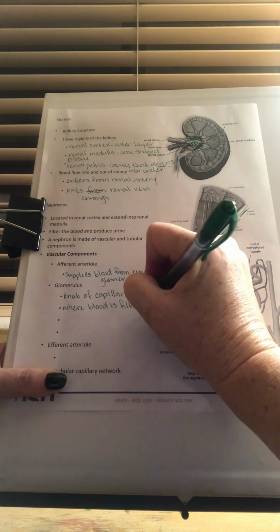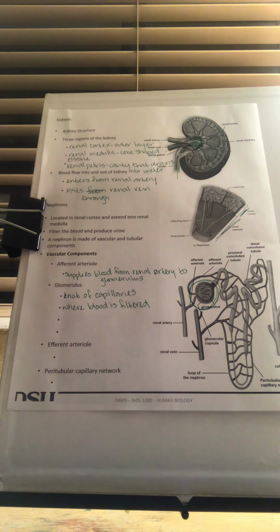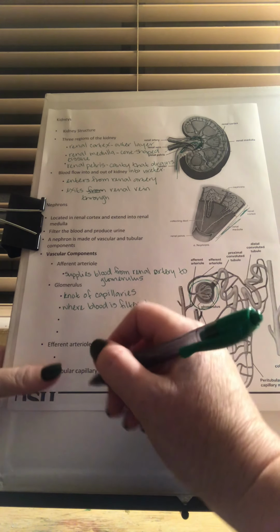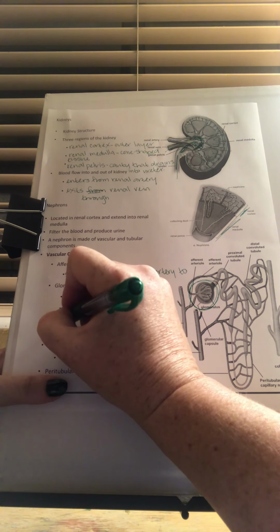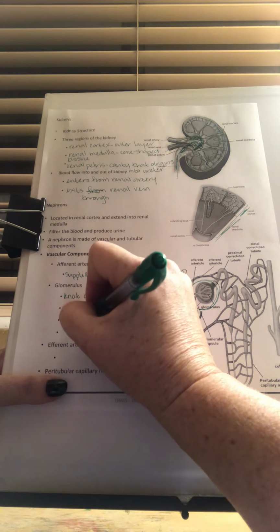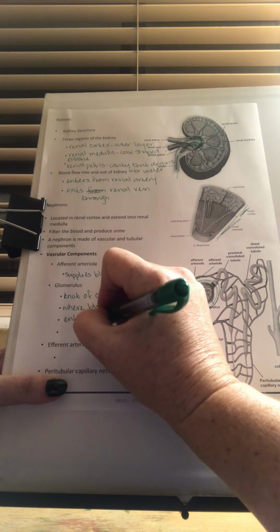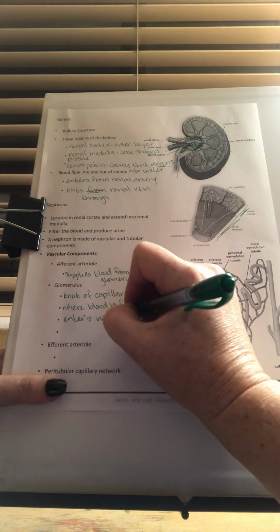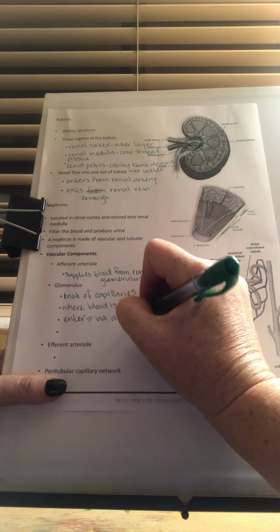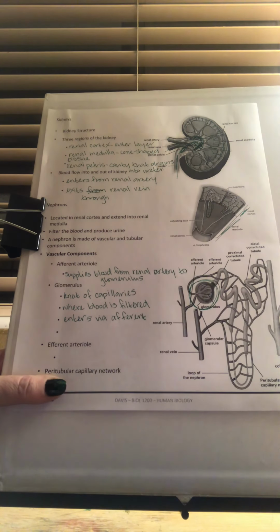This process becomes a little easier to picture when you remember what's happening in capillaries and between the arterial end and the venule end of capillaries. So the blood is going to enter the afferent end of the glomerulus, or I'm sorry, this is going to enter through the afferent arteriole.